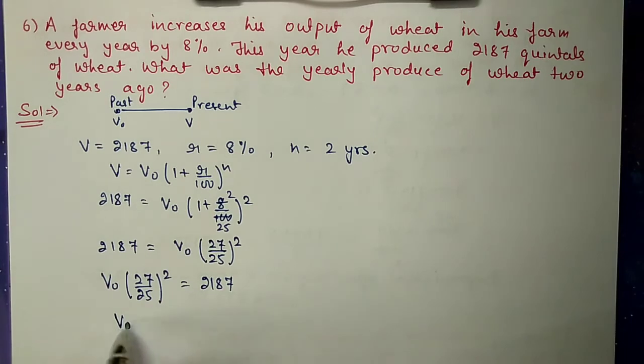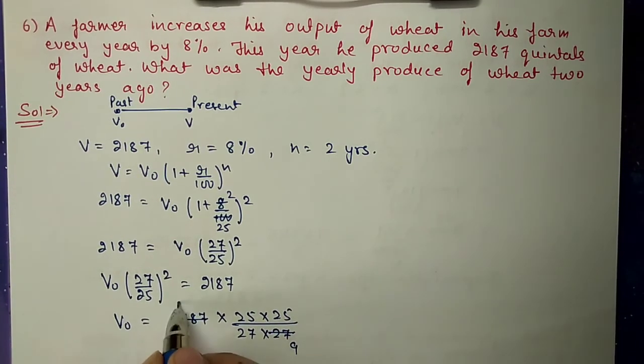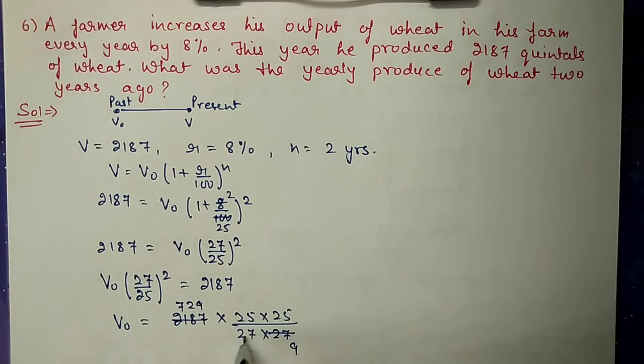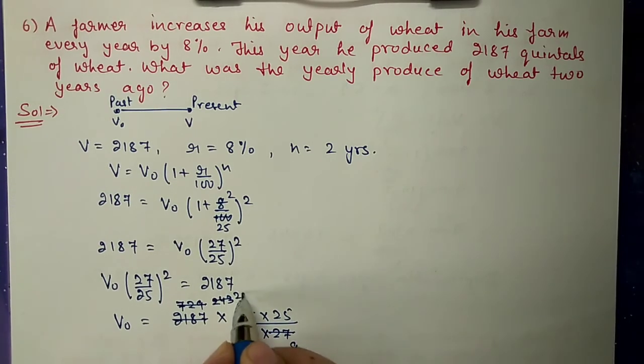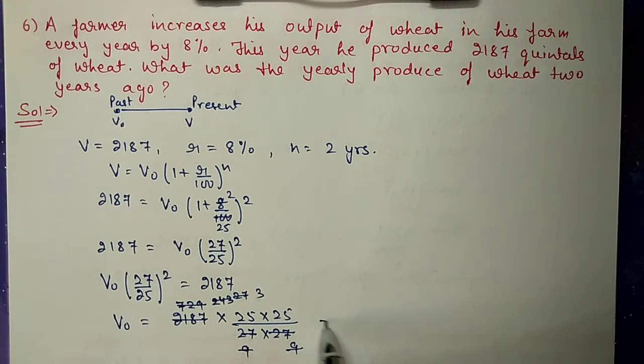So, V naught is equal to 2187. Shift this 25 by 27 to the other side, it will be reciprocal. Cancel out with the 3 table: 3 9s are 27, 3 7s are 21 and 2 and 9. Again 3 9s are 27 and 3 2s are 6 and 3, then 9 27 times and 9 3 times, and these numbers you can multiply. After multiplication we will get 1875 quintal.